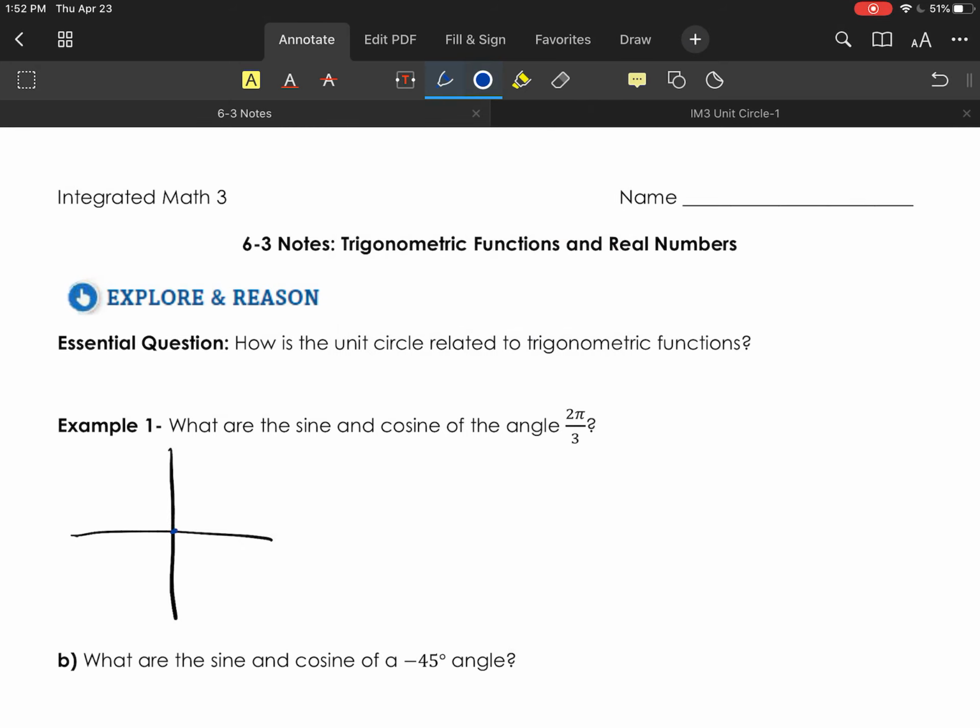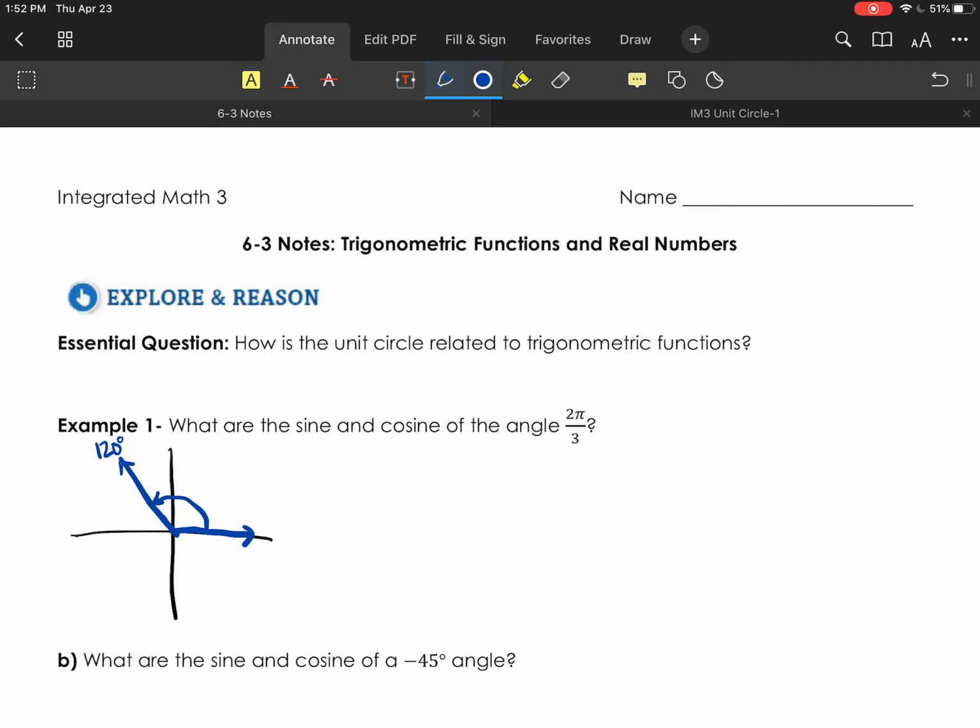So here's my coordinate plane, and I know that my angle here opens up to 120 degrees, which is right here. And I'm just going to do it in degrees. You don't even need to do it in radians at this point.